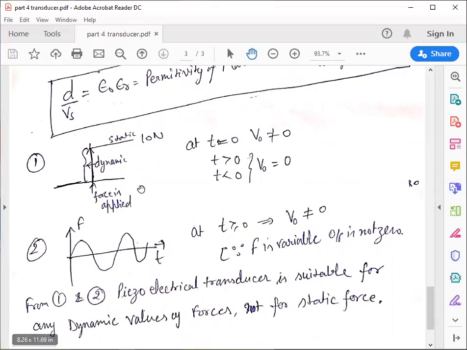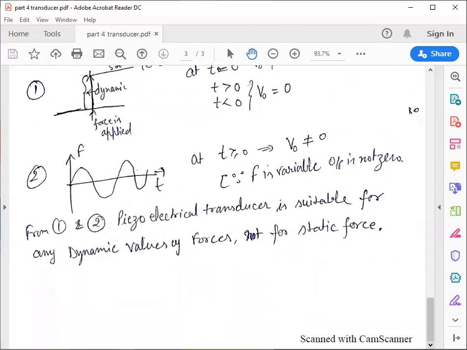So from these two discussions, we can say that a piezoelectric transducer is suitable for any dynamic values of force, not for static force. And in the next lecture we will discuss other transducers.